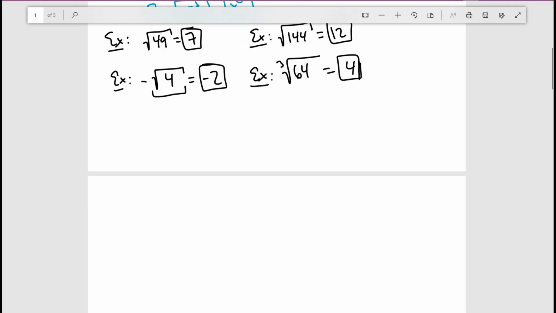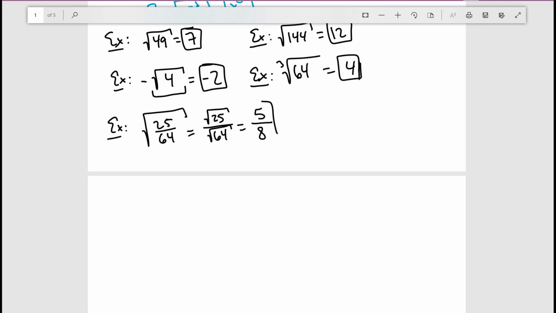Okay, you can also extend this to fractions. So if you want to do the square root of 25 divided by 64, one thing that you can do with the square roots is that you can take the square root of the top part, and then you can divide it by the square root of the bottom part. Okay, so the square root of 25 is just going to be 5. The square root of 64 is just going to give me 8. Okay, so that's going to be the answer.